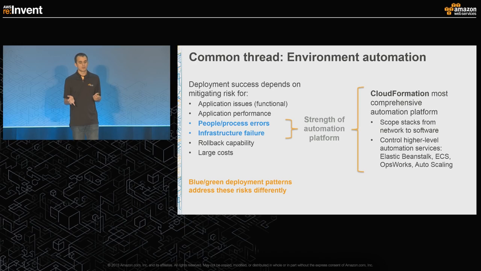So something like CloudFormation is the most comprehensive automation platform you can use. You can deploy stacks really from nuts and bolts, from the networking configuration all the way up to the software configuration. And furthermore, you can use something like CloudFormation to control higher level automation services, such as Elastic Beanstalk, or the Elastic Container Service, or OpsWorks, or auto-scaling, or you can even roll your own. And the key is to take advantage of these automation platforms as much as possible to mitigate your deployment risks.